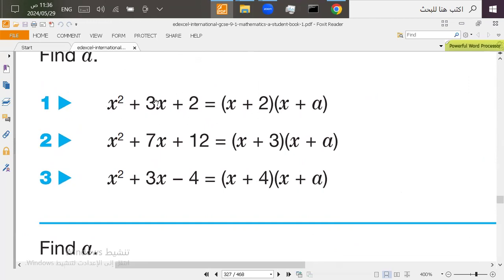Now you need two numbers. When you multiply them, you get 2. When you add them, you get 3. So they are 2 and 1. Very good. So this one is 1.